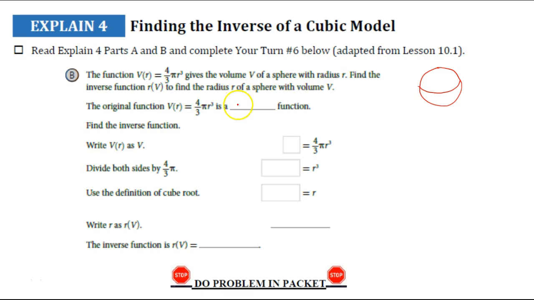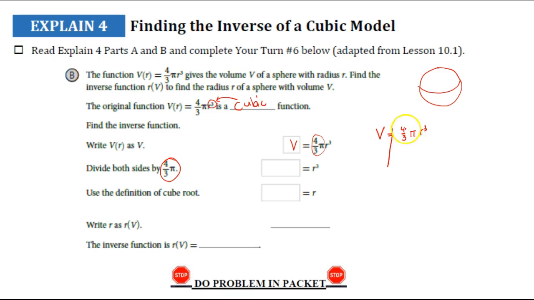So first things first, we know that this is not a quadratic but a cubic function because it's raised to the third power. And we're going to find its inverse. Instead of writing V of r, we're going to write V instead. The first thing we're going to do is get rid of the coefficient of r to the third. For that, we're going to divide both sides of the equation by, just as it says here, 4/3 pi.